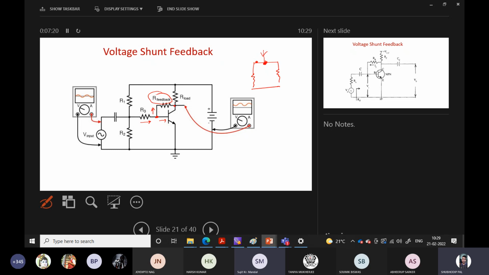And again, as I told you, the output voltage has a 180 degree phase shift with respect to the input voltage. So whenever it is applied to the input, it will decrease the overall input voltage, and the effective voltage will be the weighted sum of all these R1, R2, R3 and this feedback. So this is one transistor circuit that indicates the feedback amplifier.